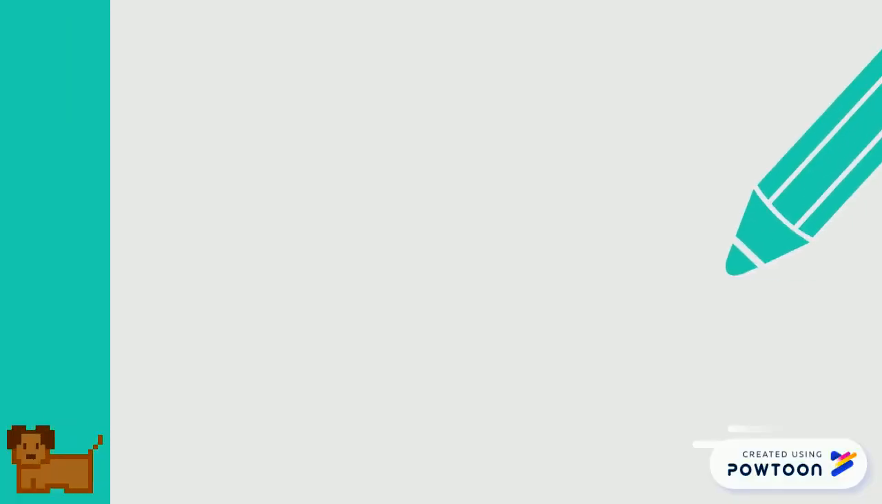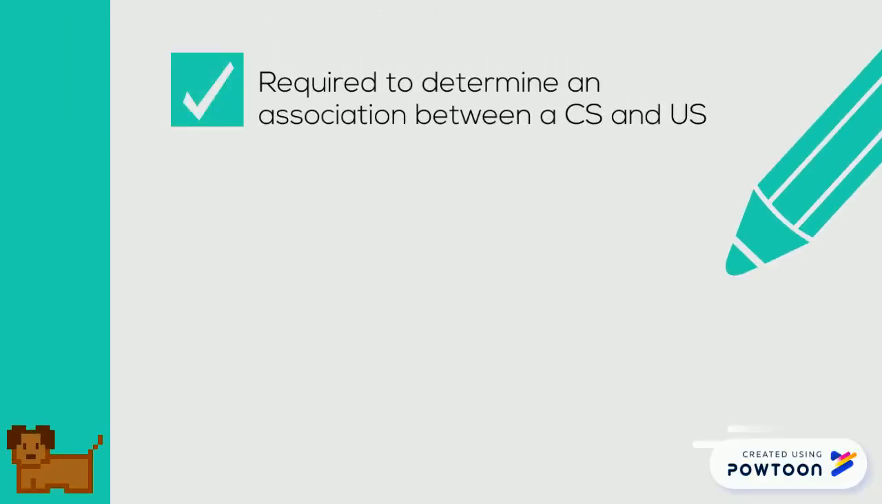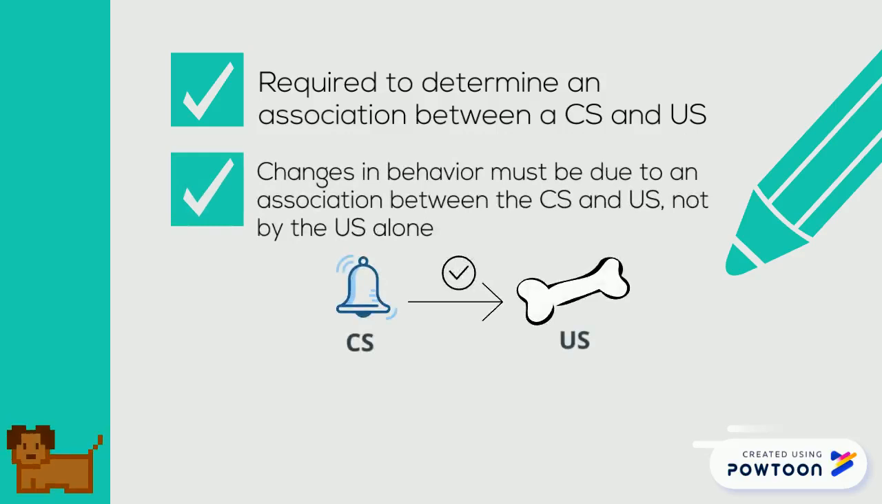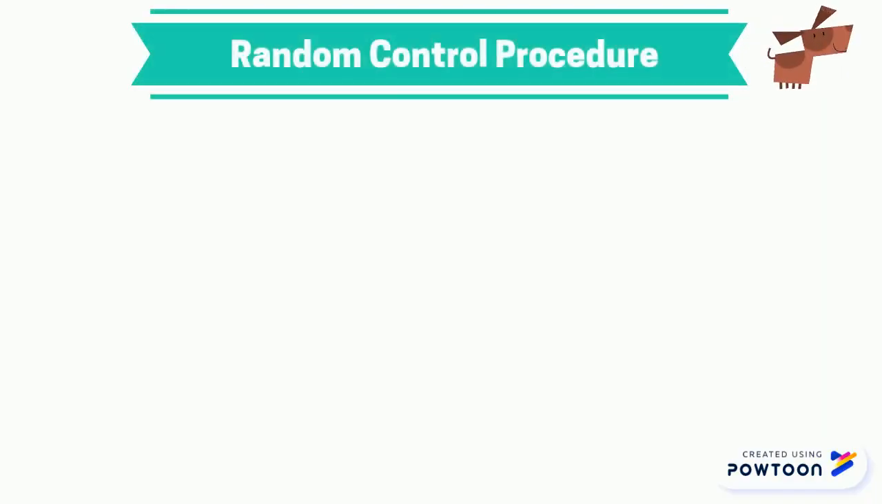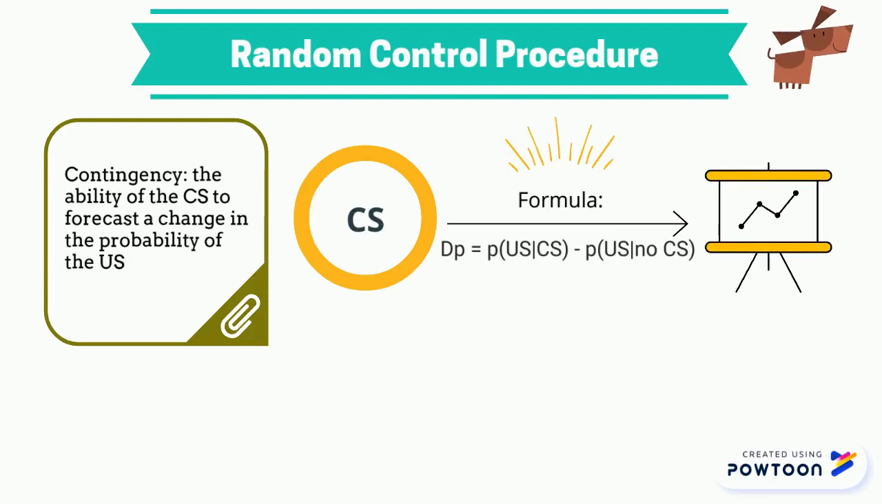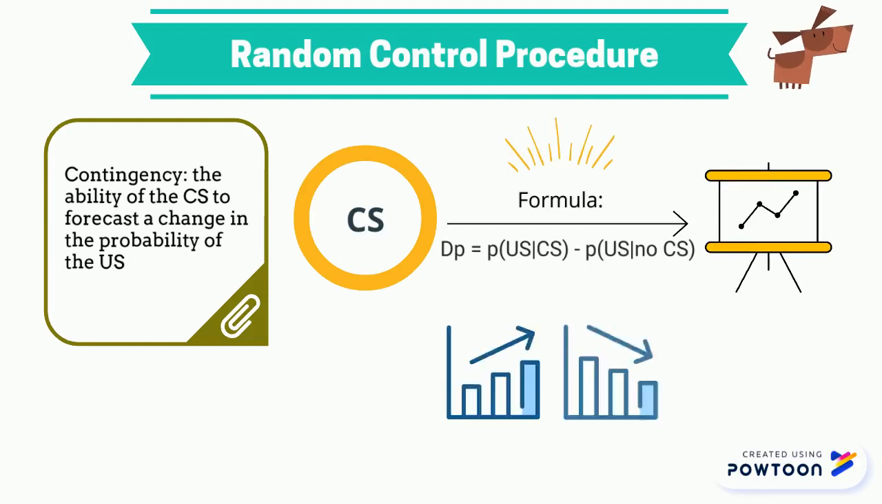Control procedures are required to actually determine an association between a CS and a US. Any changes in behavior must be due to an association between the CS and US and not by the US alone. There are two main types of control procedures which will be discussed. First is the random control procedure, which measures contingencies. A contingency refers to the ability of the CS to forecast a change in the probability of the US, which can be either an increase or decrease.